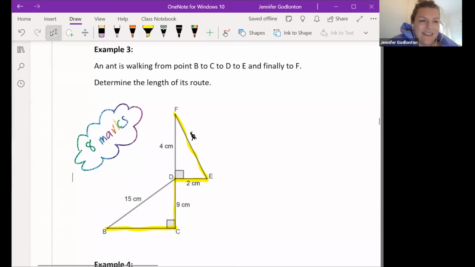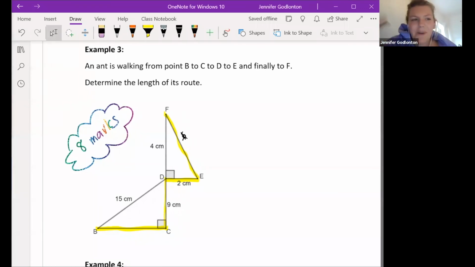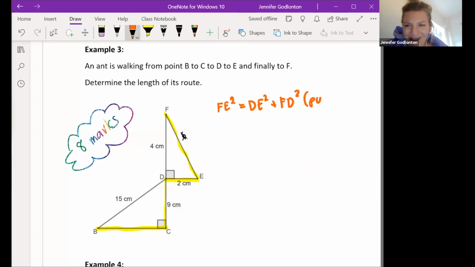Let's have a look. All right, Nati, can you talk me through the first half of this? Only the first half, and then I'm going to ask Namaza to help us with the second half. Okay, ma'am. So what I first did, I started with the top triangle. So I said FE squared equals DE squared plus FD squared. Pythagoras. Thank you.